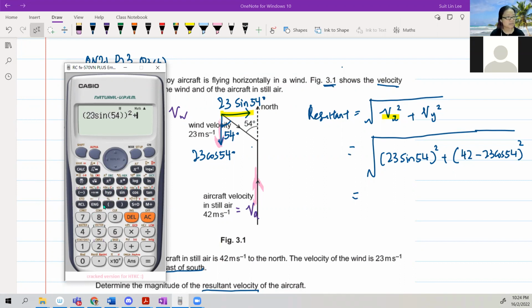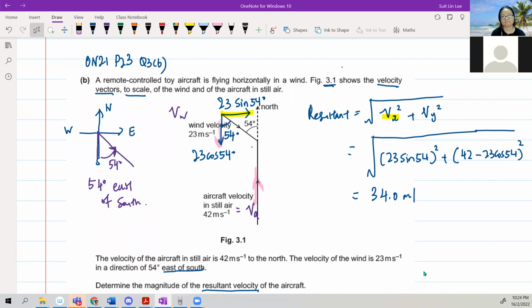Square, plus bracket 42 minus 23 cos 54 square. You don't have to press everything together because you're scared of making mistakes. Then you slowly press one by one. Square root, answer 34.0. This is the most minimalist way to solve. You split already, you take the x, you combine, you take the y, you combine. Then that's it, call it a day.